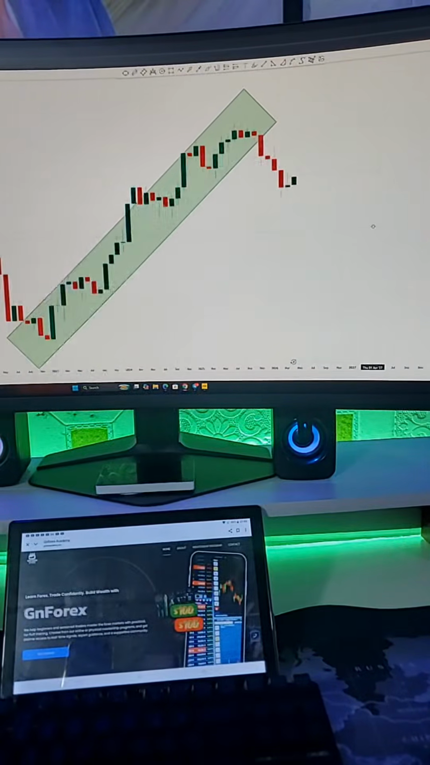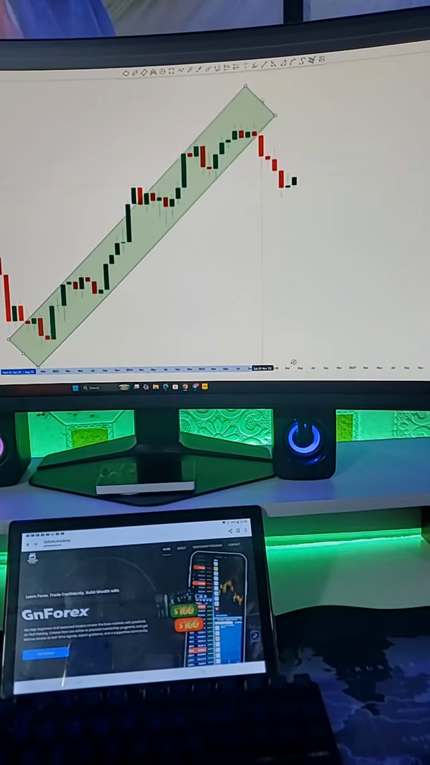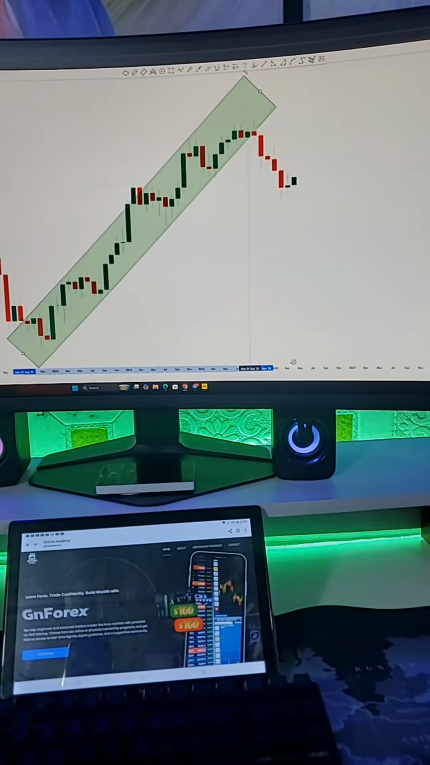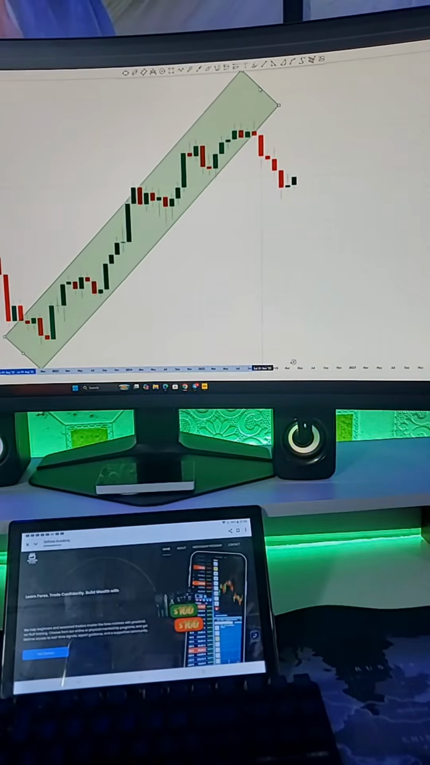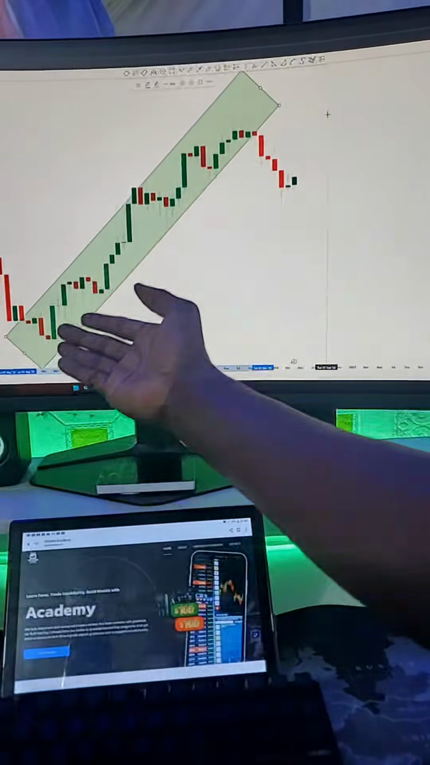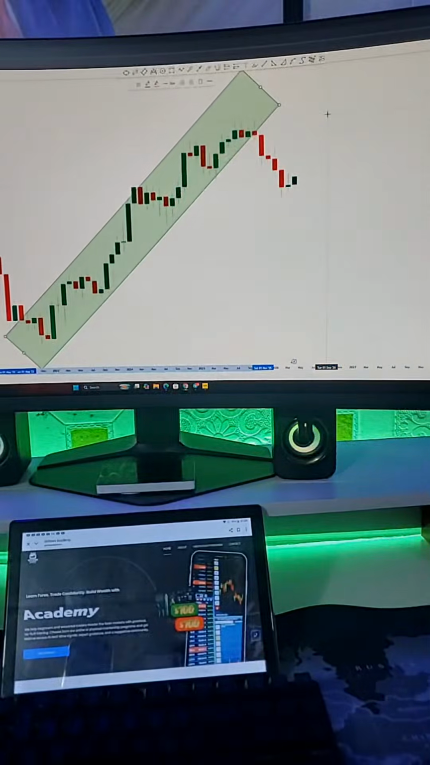So now, on the monthly time frame, BTCUSD is in an uptrend. It is very, very clear. See, I'm here. This is a clear bullish trend, meaning buyers were in charge.